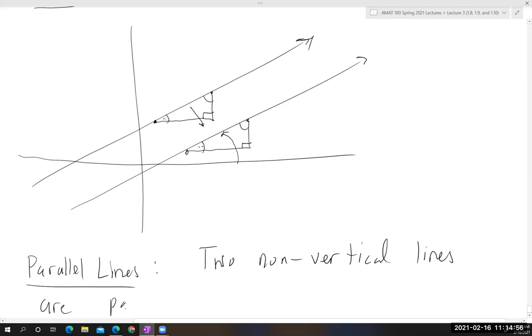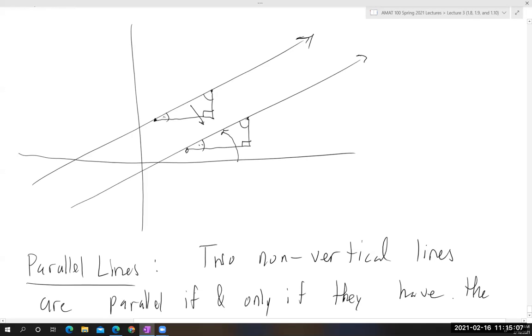Two lines are parallel if and only if they have the same slope.